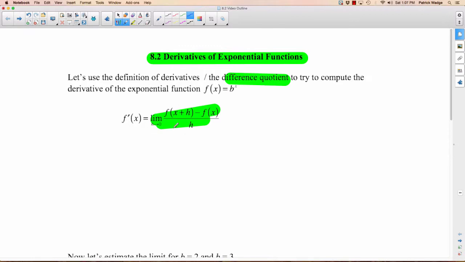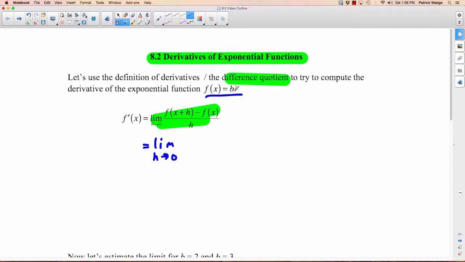We're going to use this difference quotient, also called the definition of a derivative, to figure out what the derivative is of f of x equals b to the x. So let's do that now. What this says is that the derivative is equal to this highlighted bit, so it's the limit as h approaches 0 of f of x plus h.